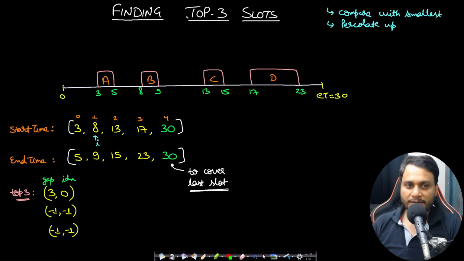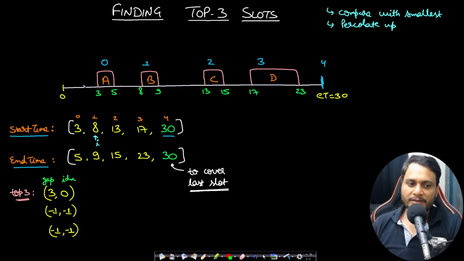But let's try to think about how to calculate the top 3 slots. So I have already given you the start time and end time arrays, and these are all the meetings. So there are 4 meetings. Now I will be doing a dummy insertion for the last event time, because for any meeting, let's say this is meeting number 0, meeting number 1, 2, 3, I will also be taking this as meeting number 4, which starts and ends at the event time.